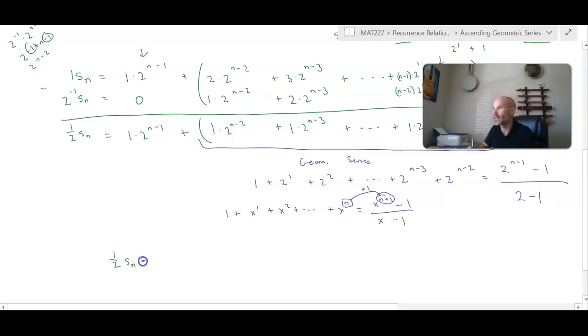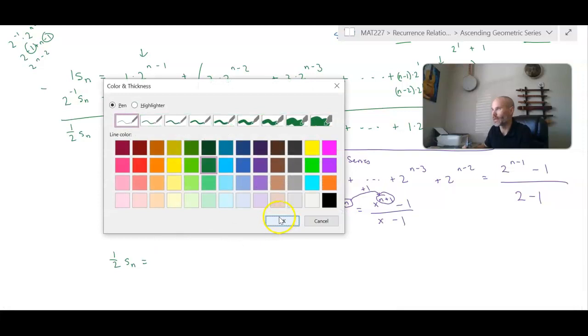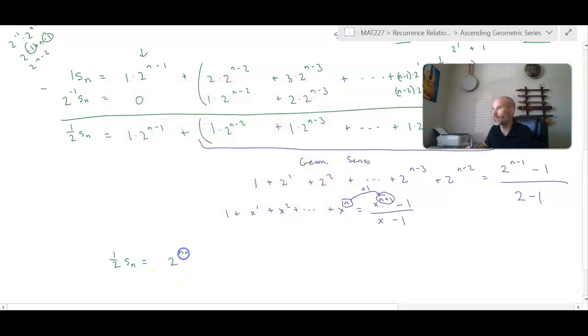1/2 of Sn equals this term, 1 — I don't even need to write the 1 anymore, I could just say 2 to the n minus 1. Plus, now all of this stuff in the parentheses condensed down into 2 to the n minus 1 minus 1 over 2 minus 1. Now I'm going to leave it like that simply because when we change our base from 2 to say 3, the difference will be that all of these 2's will be 3's.